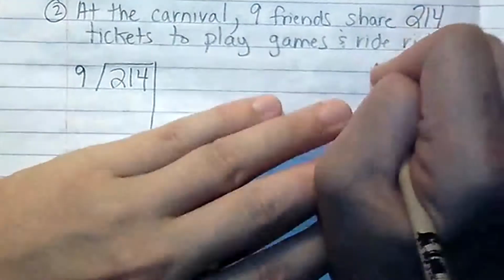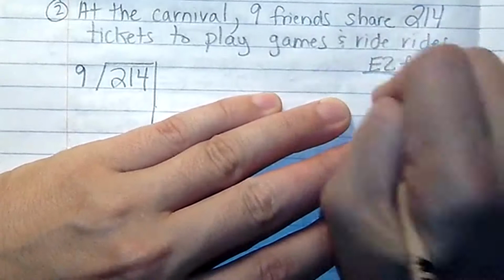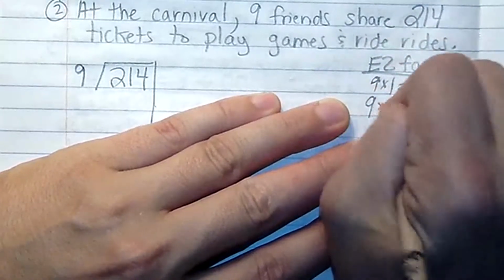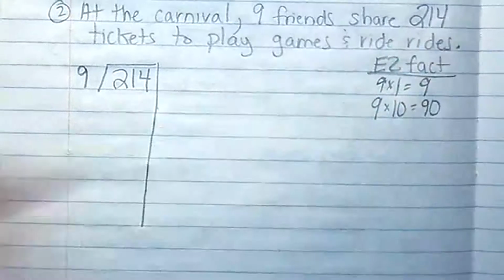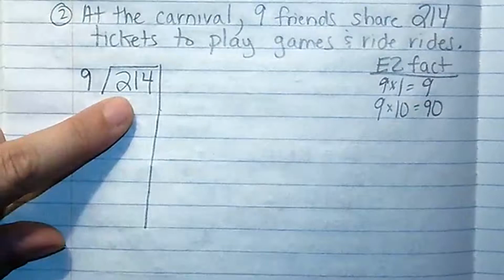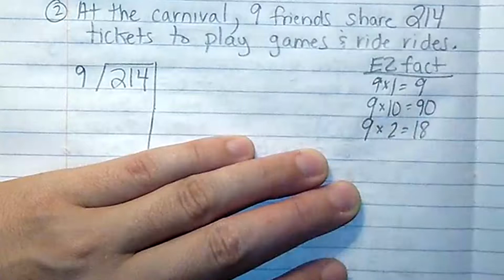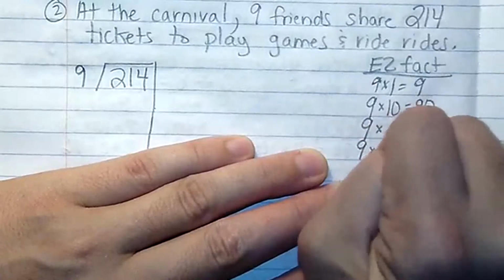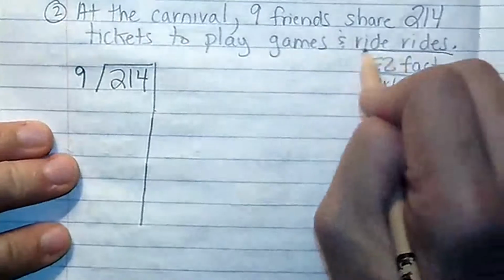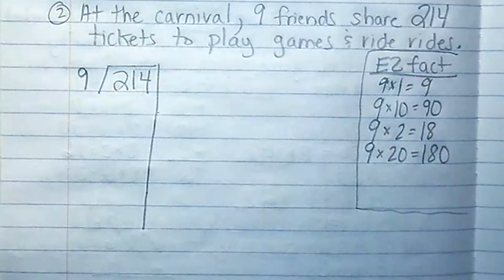Coming over here. Of course, in my easy fact box, what's the first fact always? 9 times 1 equals 9. 9 times 10 equals 90. Should I put 9 times 100? No, it's too big. We only have 214. What about 9 times 2? That equals 18. I could do 9 times 20, that equals 180. That's enough to get us started. Let's start with those. We'll leave space so we can add more if we want them.